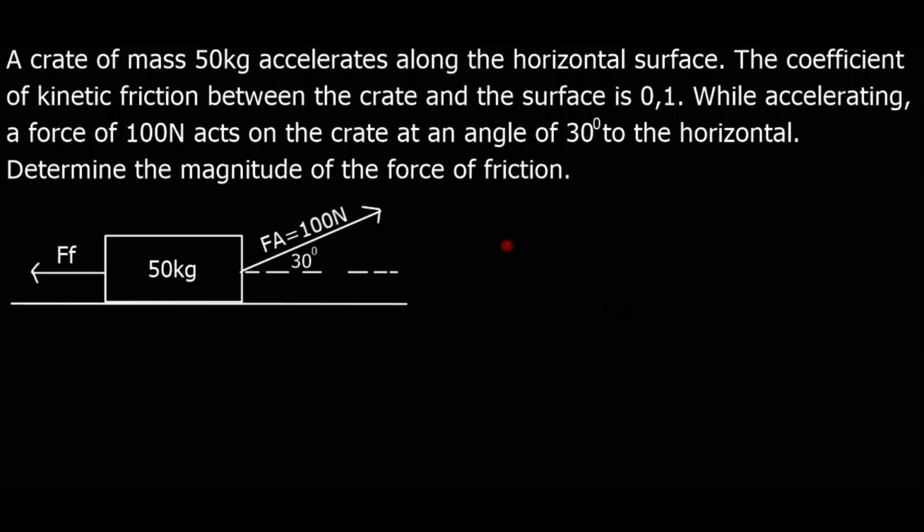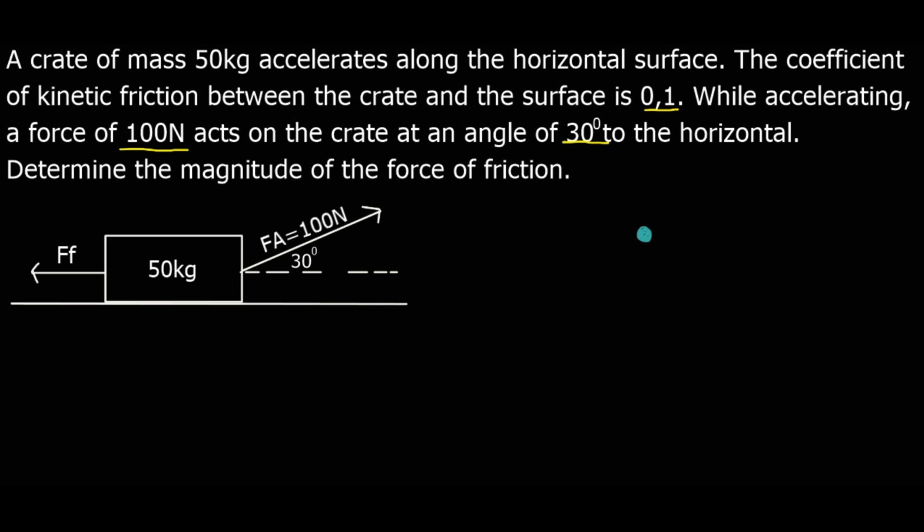This question here: a crate of mass 50 kilograms accelerates along the horizontal surface. The coefficient of kinetic friction between the crate and the surface is 0.1. While accelerating, a force of 100 newtons acts on the crate at an angle of 30 degrees to the horizontal. Normally, an object is being pulled at an angle. The previous one was being pulled horizontally. So now I draw a free body diagram first.